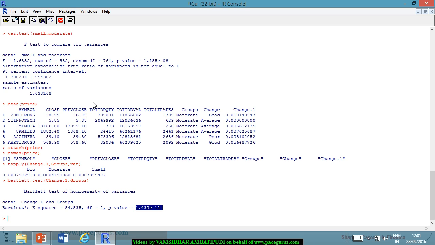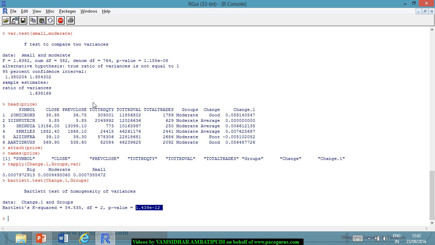So if the variances are not uniform across the groups, I cannot really go ahead with my regression, or I can't use my ANOVA for comparing the means across these groups, because the variances are not more or less uniform.